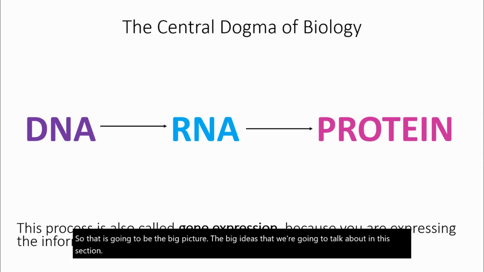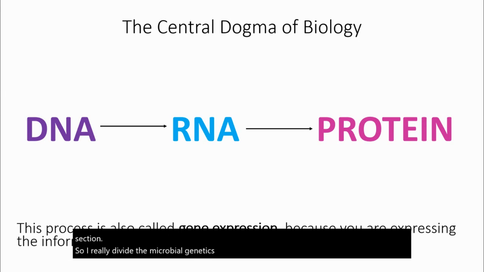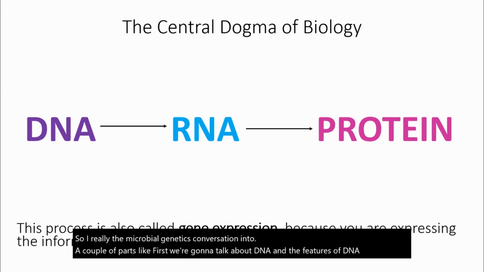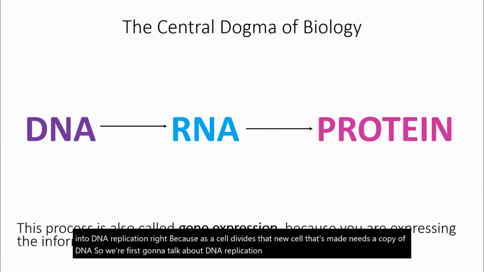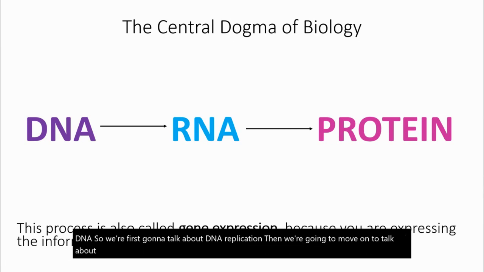I divide the microbial genetics conversation into a couple of parts. First, we're going to talk about DNA and the features of DNA, and then go into DNA replication, because as a cell divides, the new cell that's made needs a copy of DNA. So we're first going to talk about DNA replication. Then we're going to move on to talk about how DNA is used as a template to create RNA, and that's a process called transcription.